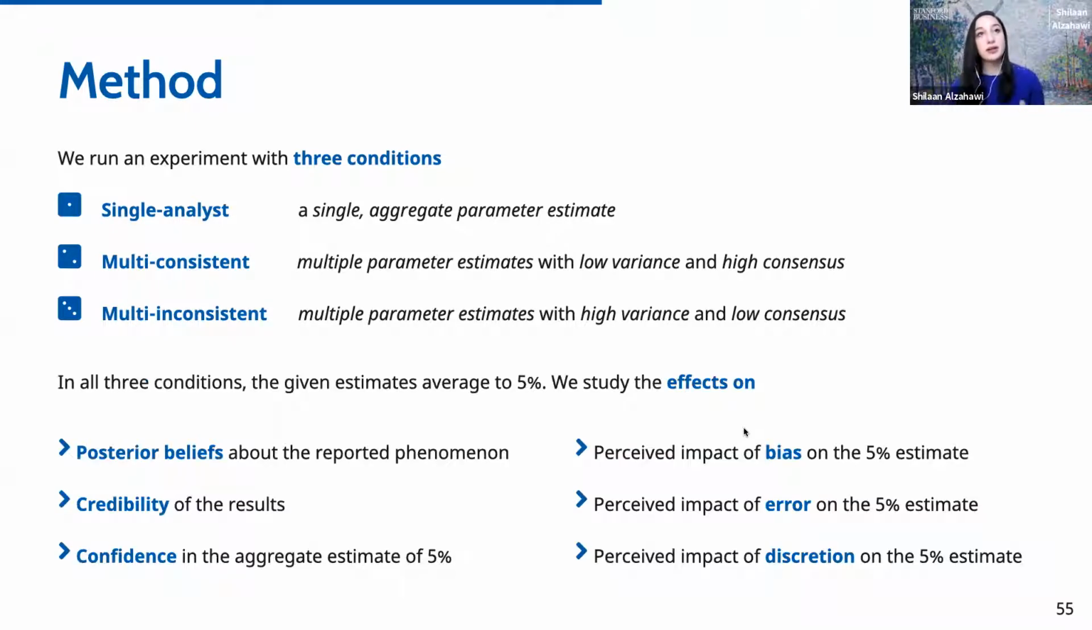Now, it's important to note that in all 3 conditions, the given estimates average to 5%, and we then study the effects on posterior beliefs about the reported phenomenon, the credibility of the results, confidence in the precise aggregate parameter estimate of 5%, and the perceived impact of bias, error, or discretion on this estimate. And we define discretion to the participants as arbitrary choices between multiple valid approaches. And this is, of course, what we as researchers often refer to as researcher degrees of freedom.